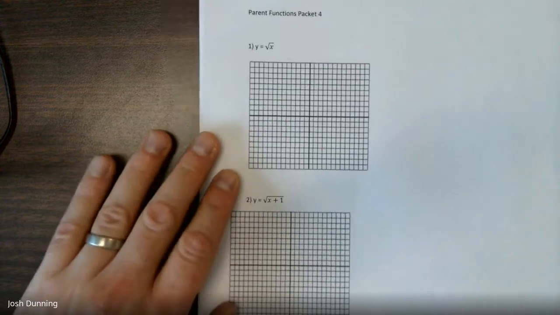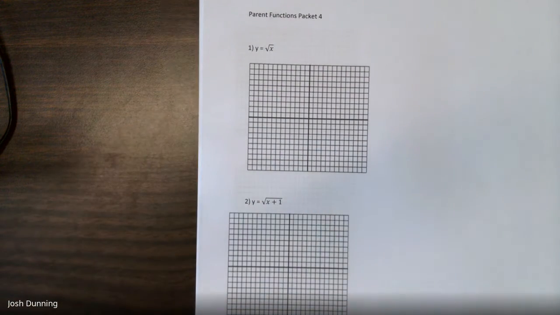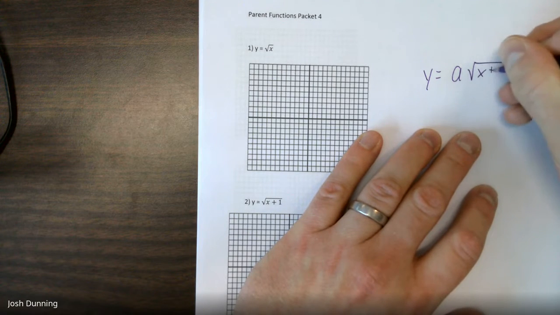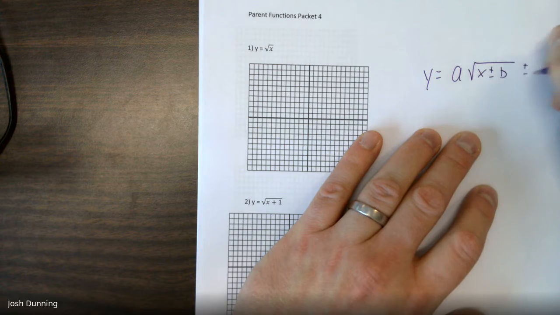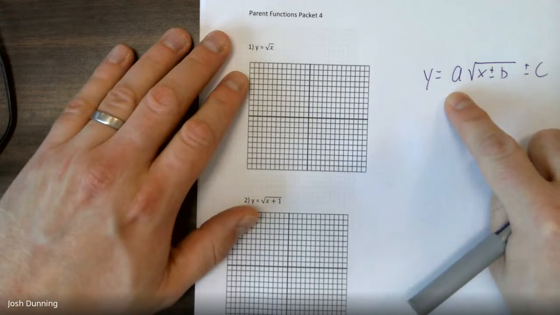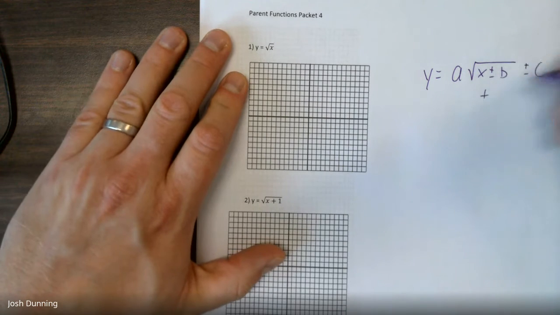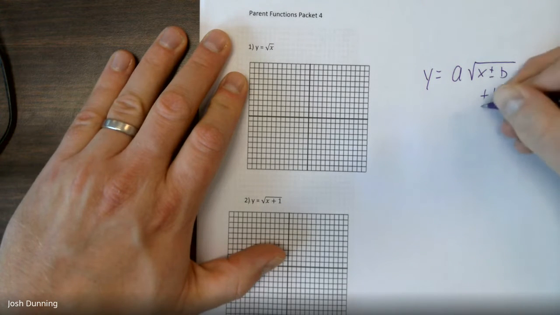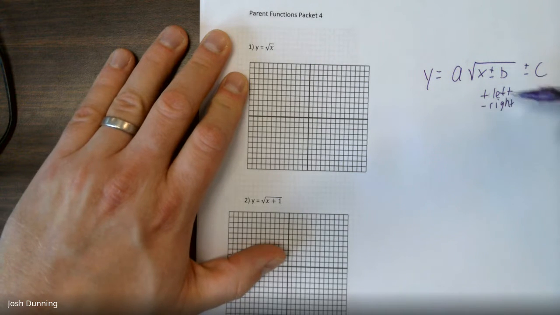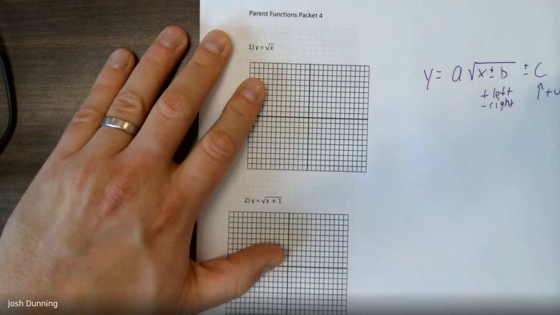And then the square root graphs, same idea. Vertical stretch or compression. If it's negative, it makes it upside down. Inside the radical, horizontal shift, plus is left, minus is right, and then outside, again, this is the same thing.